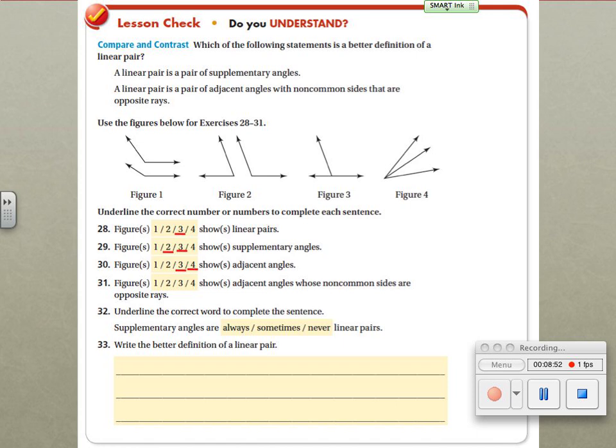Underline the correct word to complete the sentence. Supplementary angles are blank linear pairs. As we talked about in class, all linear pairs are supplementary angles, but not all supplementary angles are linear pairs. So the correct answer is sometimes. Write a better definition of a linear pair. Well, that's the rest of your homework assignment. That's what you're going to do tonight. I want you to think about what would be a better definition of a linear pair. So that's our lesson.